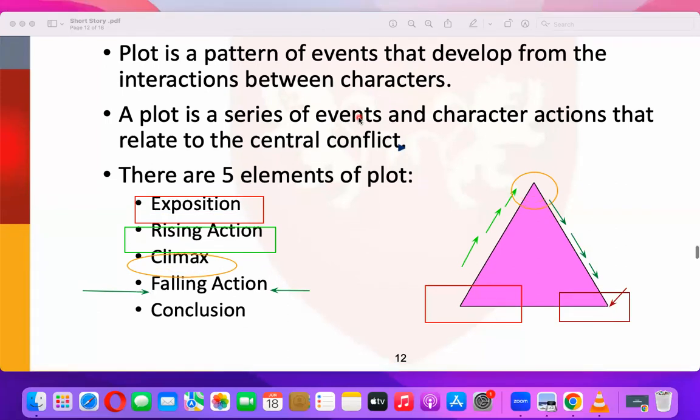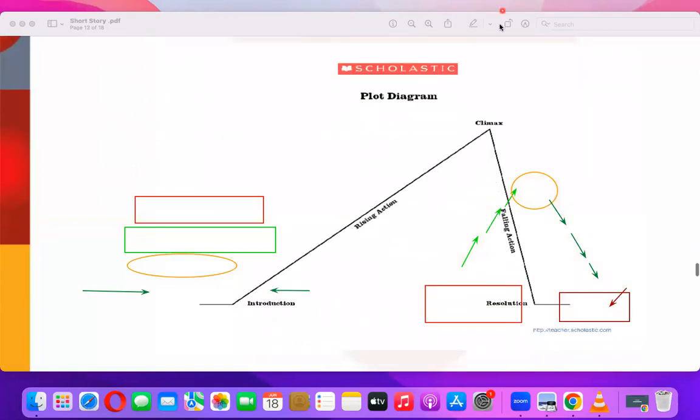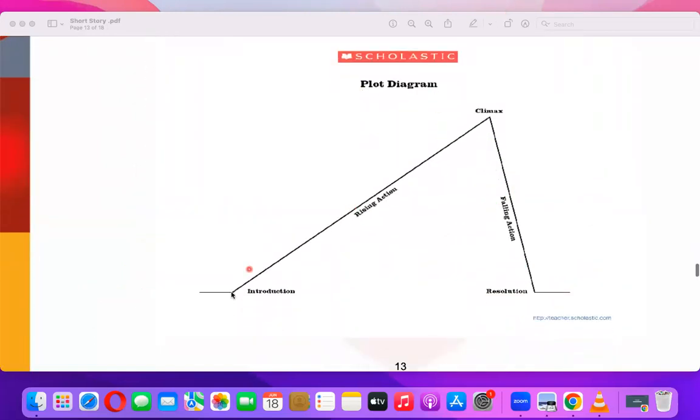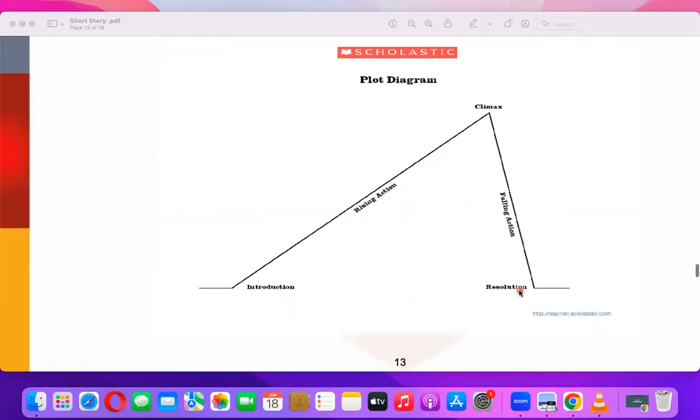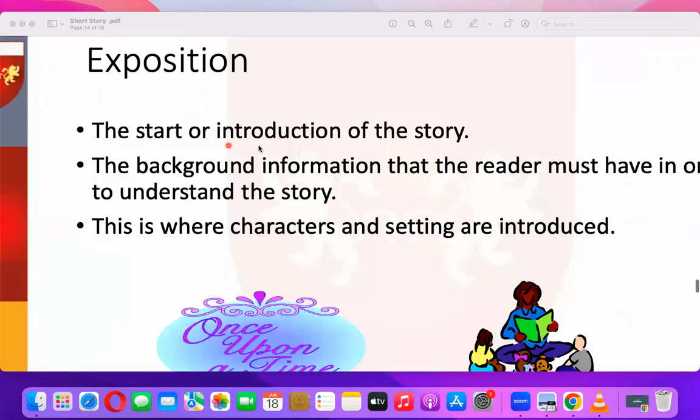Clear? So here is a little bit more detailed. So here we have the introduction, the beginning of the story. Then we have rising action, then the climax, and the falling action at the end. We have resolution.